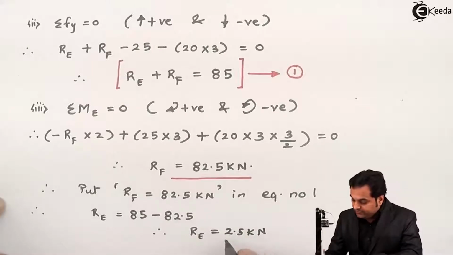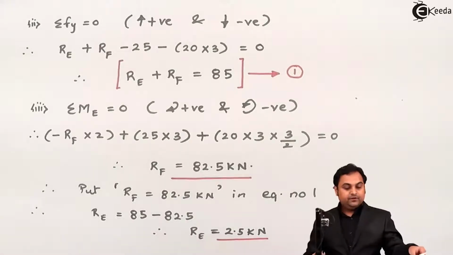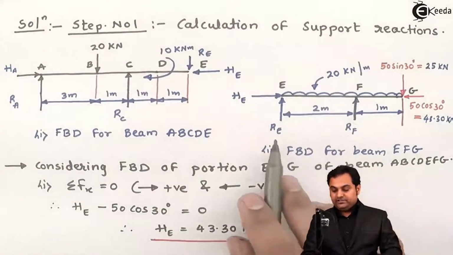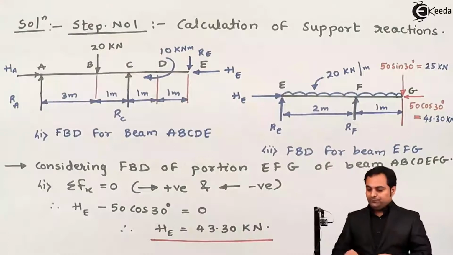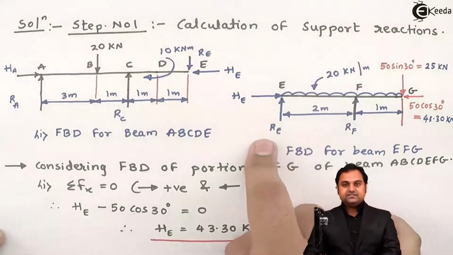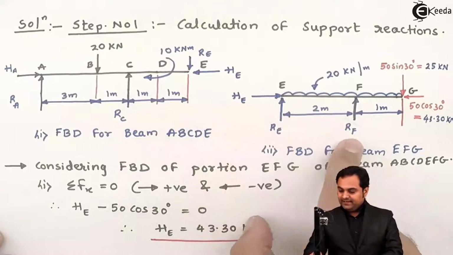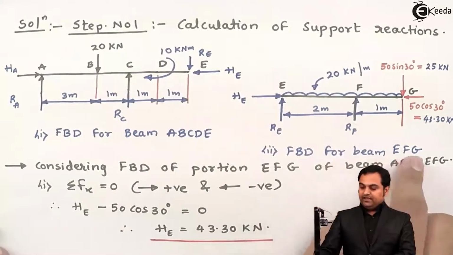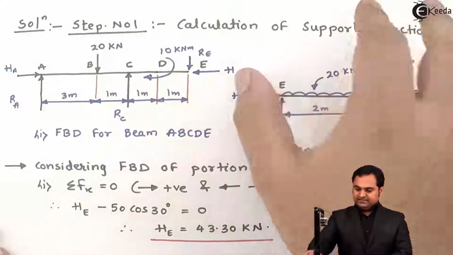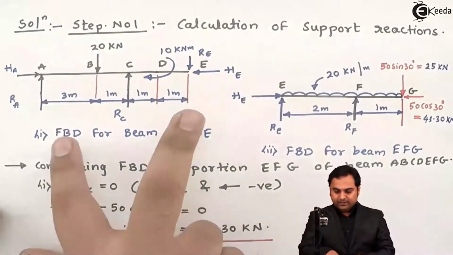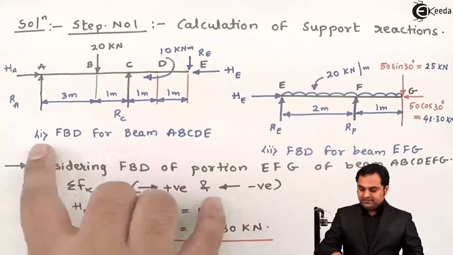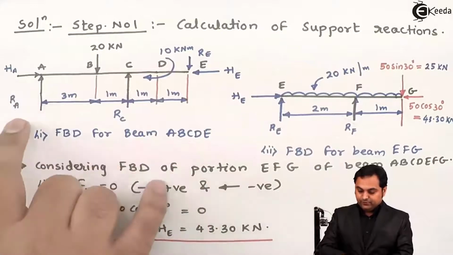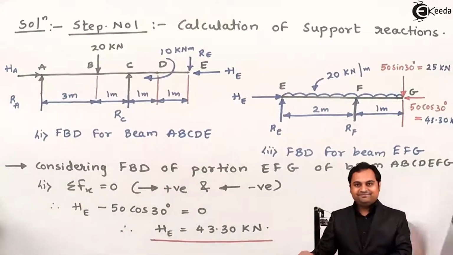So here I have calculated the first part of this problem, that is, we have found the horizontal reaction at E and the vertical reactions at E and F respectively. Now after getting the reactions HE, Re and Rf, we can say that we have finished the portion EFG of the beam. Now we'll concentrate on the other part of the beam, and we will be finding the HA value, Ra and Rc.